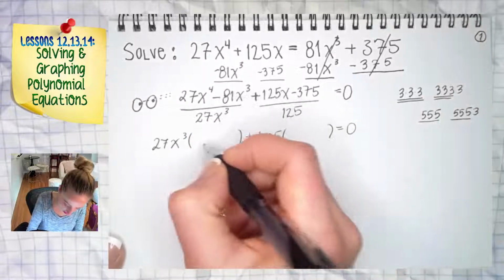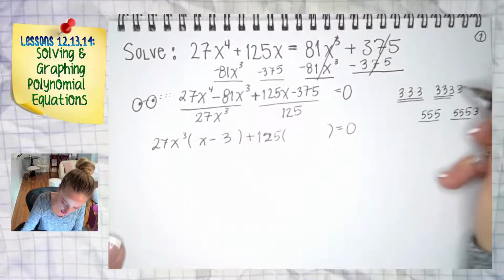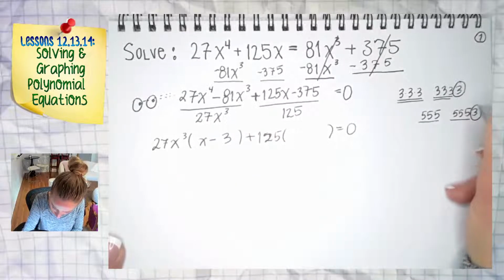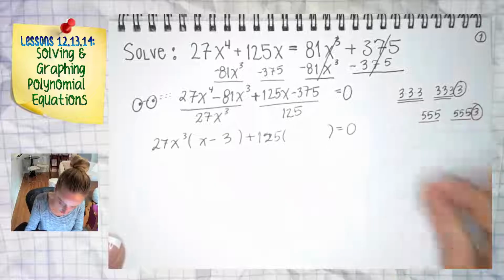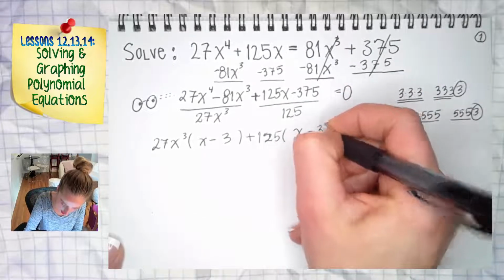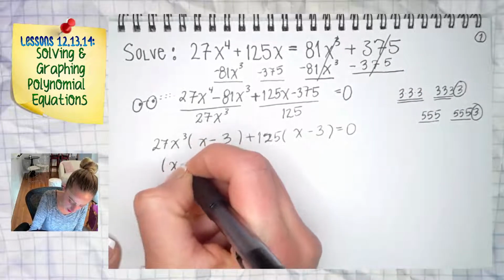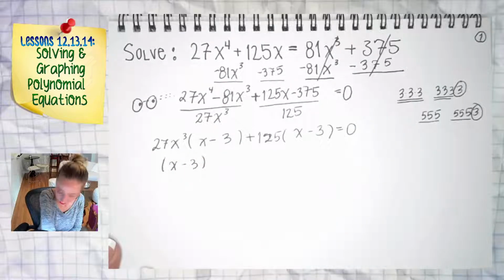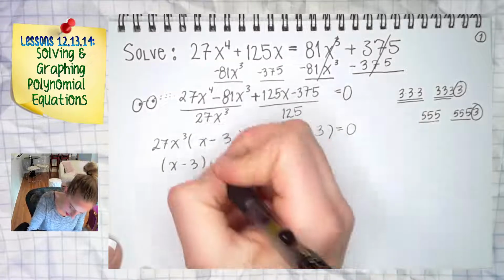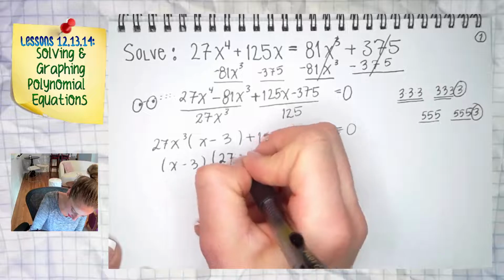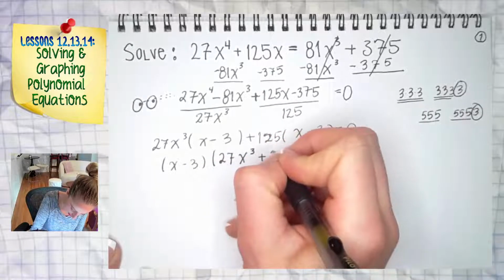X minus 3, that sounds good to me. X minus 3, and that should make sense. Look, 3 is left, basically a 1, so that makes good sense. X minus 3. Now I'm going to take that X minus 3 and pull that out front, right? And switching to a better pen, I still have then 27 x to the 3rd plus 125.